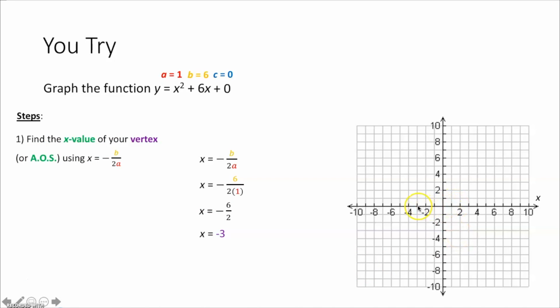So we can go over here to x equals negative 3, draw a vertical line at x equals negative 3, and we know that that is going to cut our parabola in half. It should be the same on both sides.